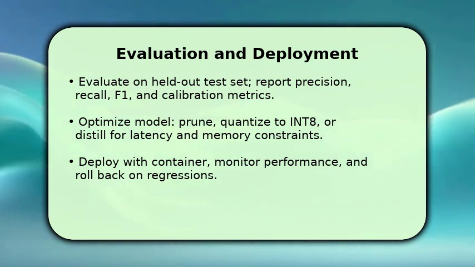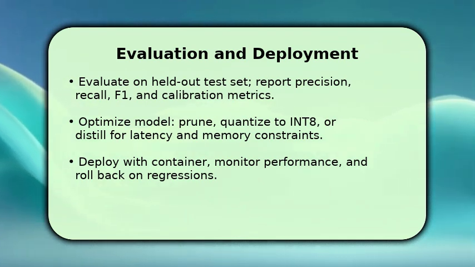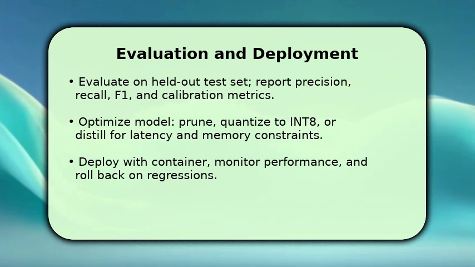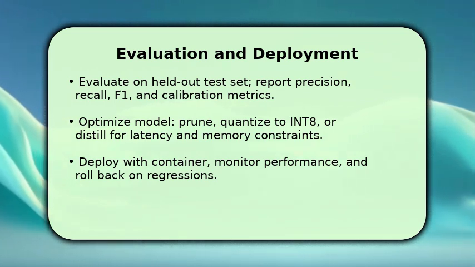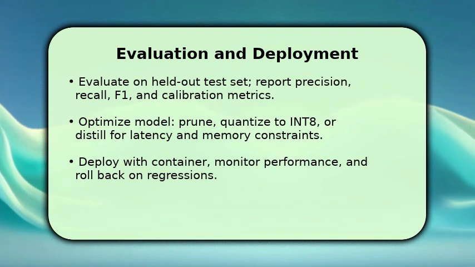Package the model in a container or model server, add monitoring for throughput and drift, and implement rollback. Troubleshooting tip. If performance drops in production, validate data pipeline consistency and input per process.